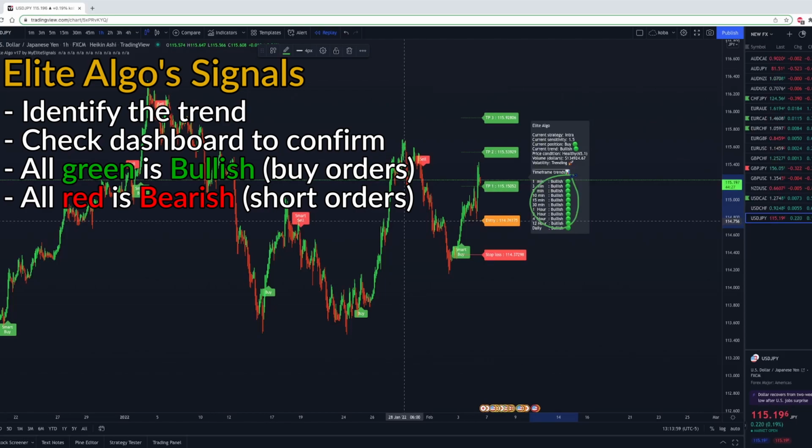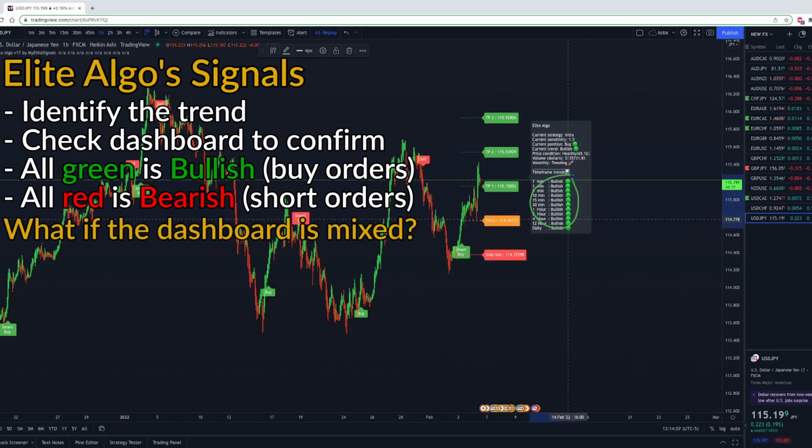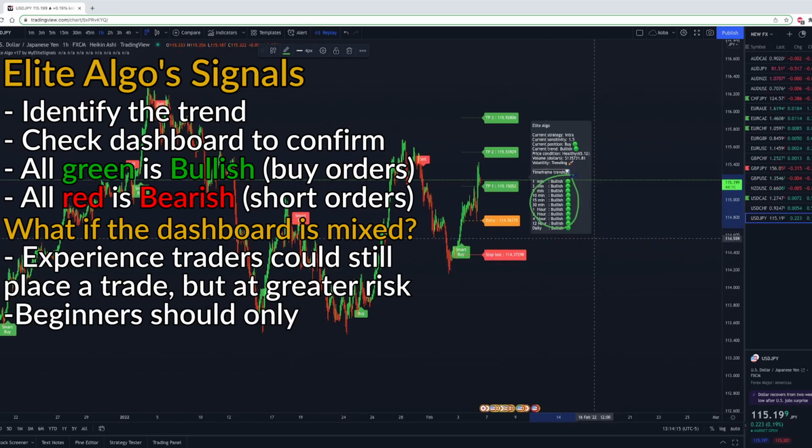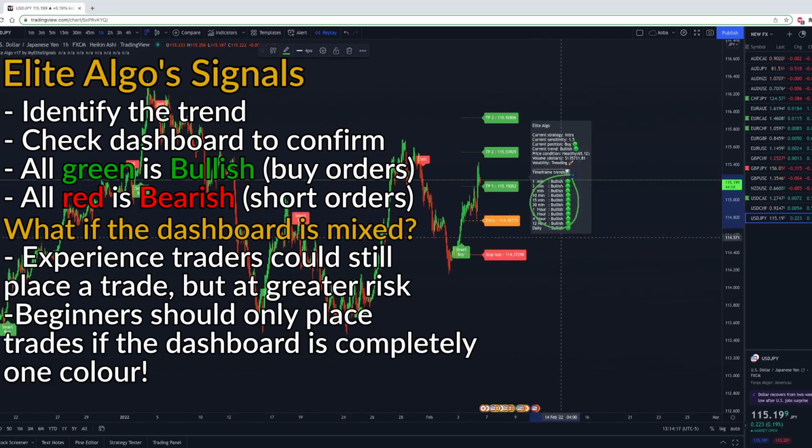Okay, make sure that the chart is either all green on one trade or all red on shorting the market, right? If it's giving you kind of like mixed signals where half of it is green, half of it is red, you can still trade it, but it's going to be a lot more risky. So if you're a beginner trader, I would just say don't trade it and just wait until you see a chart that's completely green or completely red.